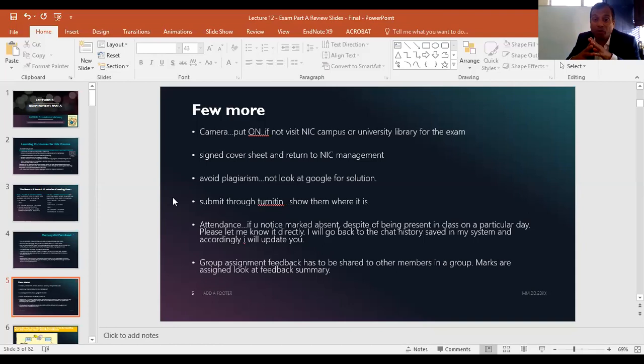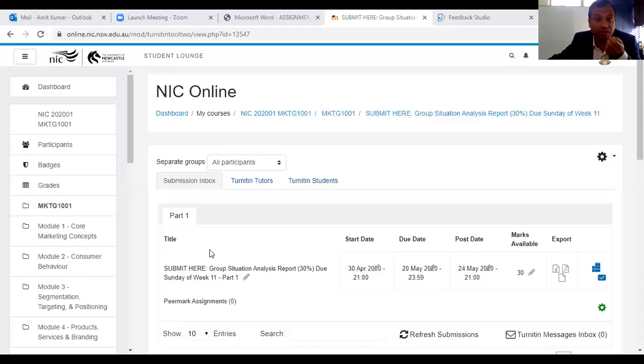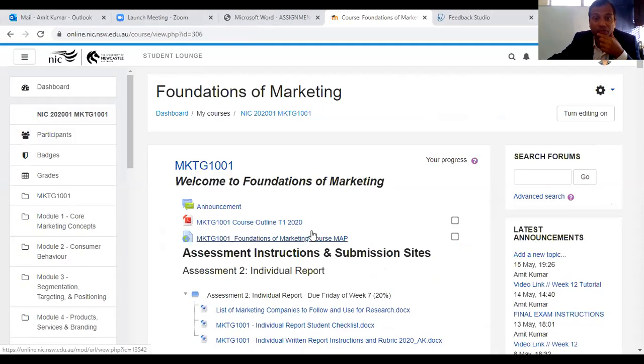At the same time, I wanted to show you where you have to submit on Turnitin, because this is again very important. You should not send it to me on my email ID. So you have Moodle here. You see the welcome to Foundation of Marketing. You submitted for assignment 2 and assignment 3.